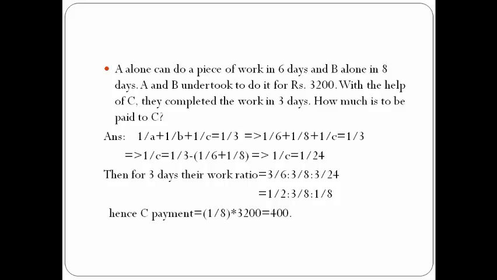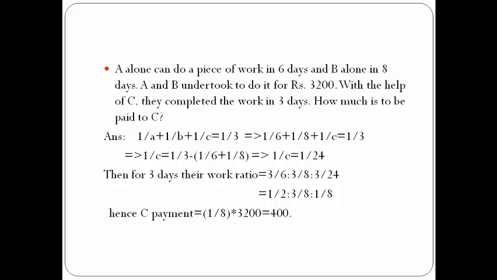1 by A is A's 1 day work, 1 by B is B's 1 day work, 1 by C is C's 1 day work. From that, A's 1 day work is 1 by 6, because the question gives that he can complete the work in 6 days, and B can complete it in 8 days. So 1 by A is equal to 1 by 6, 1 by B is equal to 1 by 8. So we substitute 1 by 6 plus 1 by 8, and we don't know C's 1 day work, that is 1 by C. 1 by 6 plus 1 by 8 plus 1 by C is equal to 1 by 3. From that, 1 by C is equal to 1 by 24.